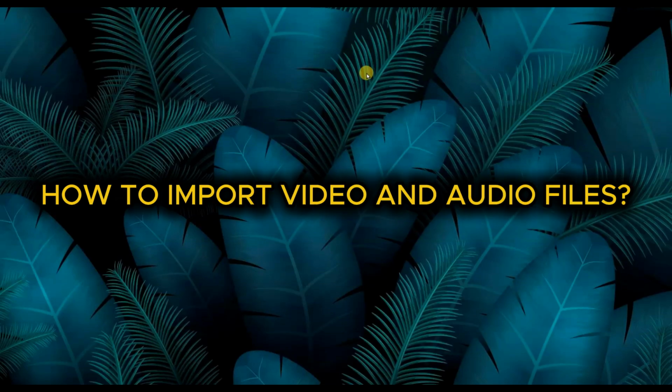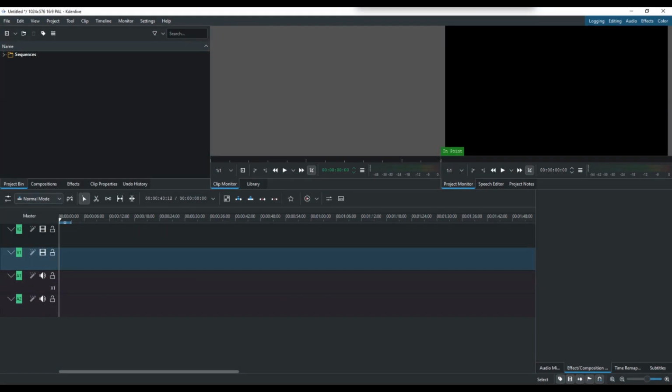How to import video and audio files in Kdenlive. First of all, open Kdenlive on your computer. Once the program is running, look for the project bin panel, usually located on the left side of the screen.